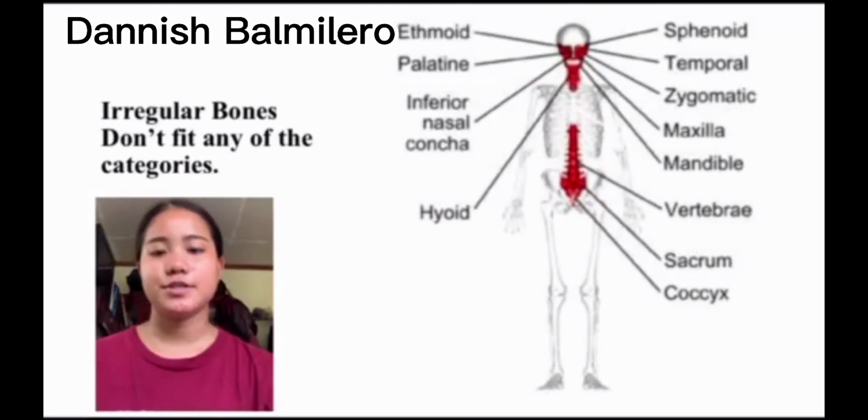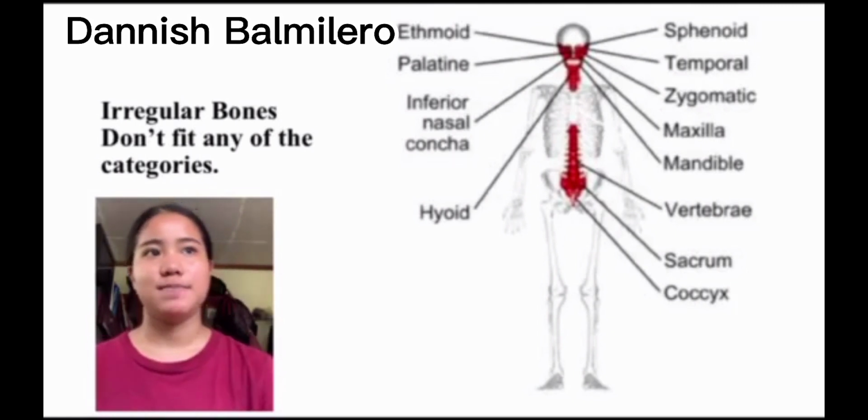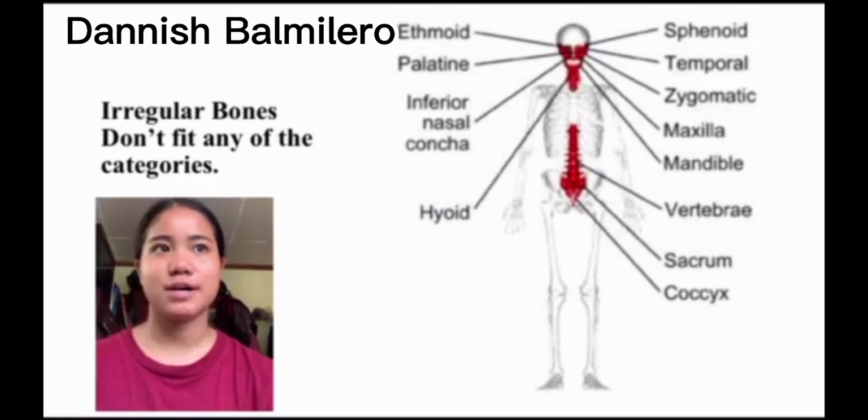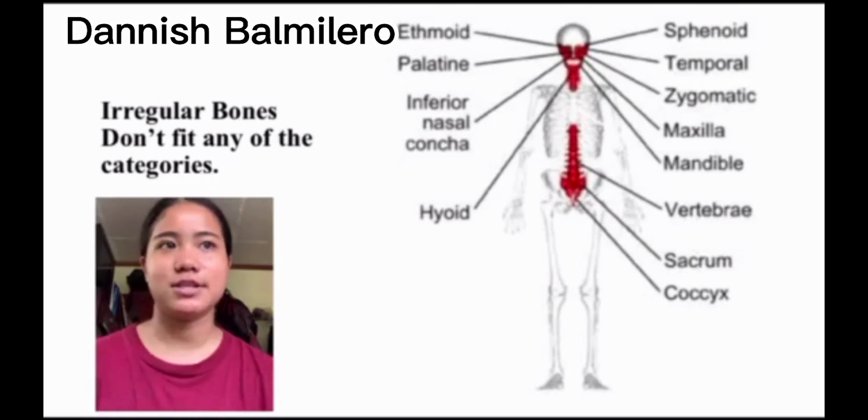The bones that don't fit in any of the categories are considered irregular bones, like ethmoid, sphenoid, temporal, palatine, inferior nasal concha, maxilla, zygomatic, mandible, hyoid, sacrum, vertebrae, and the coccyx.